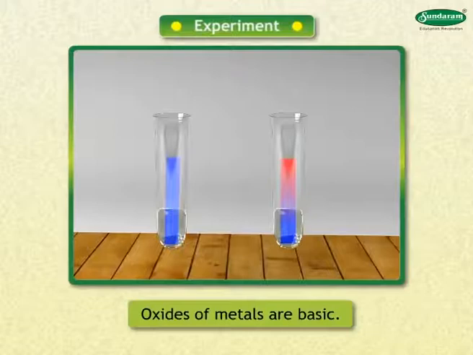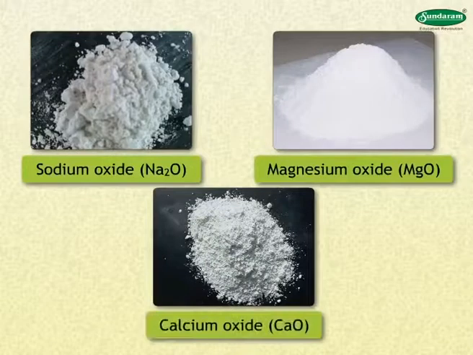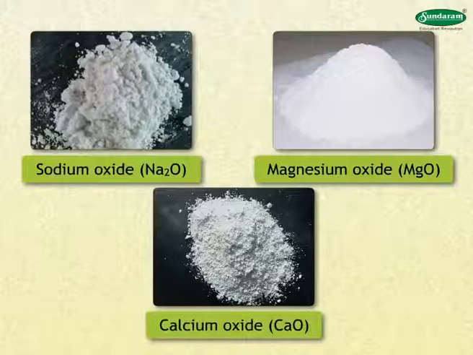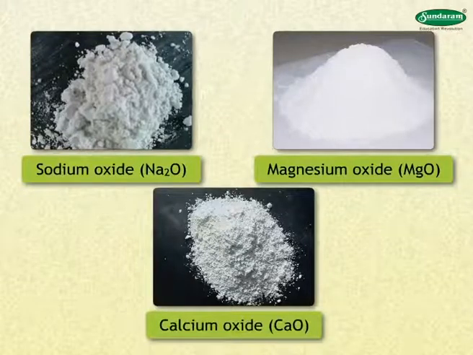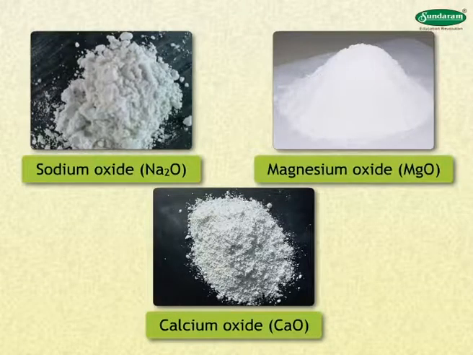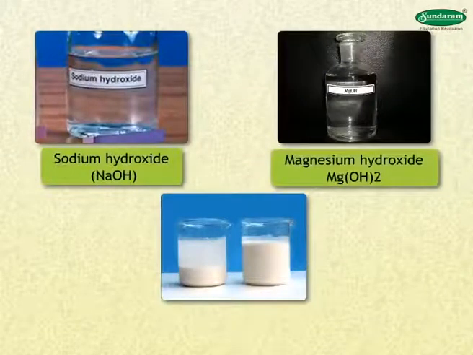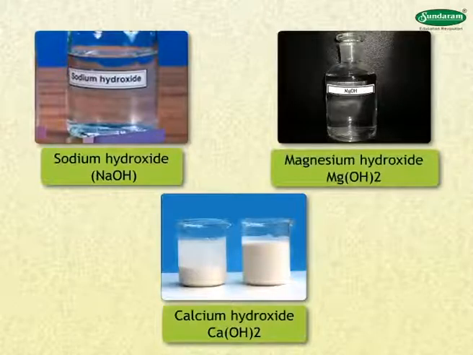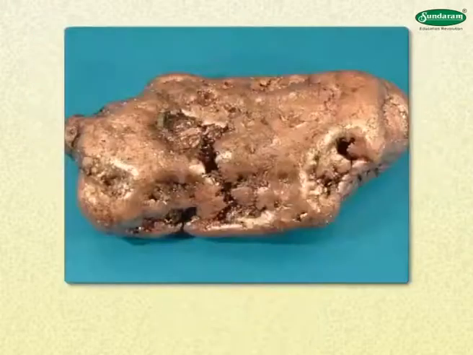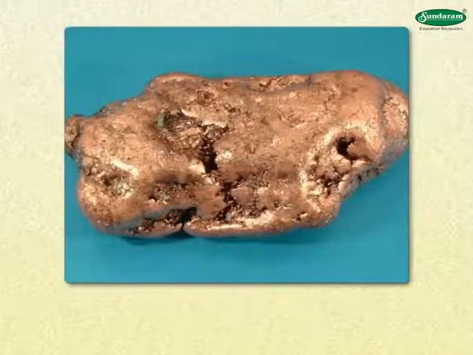Generally, oxides of metals are basic. Sodium oxide, magnesium oxide, calcium oxide are some examples of oxides of metals. When these oxides dissolve in water, they give respectively the bases called sodium hydroxide, magnesium hydroxide, and calcium hydroxide. Oxides of some metals, like copper, do not dissolve in water. Their hydroxides are prepared using some other chemical reaction.